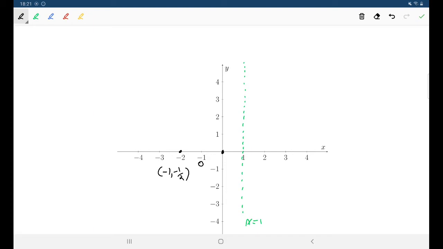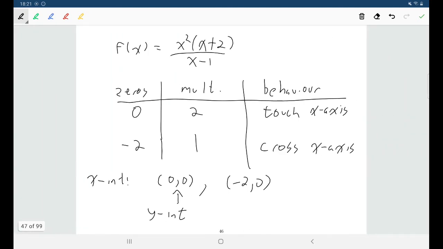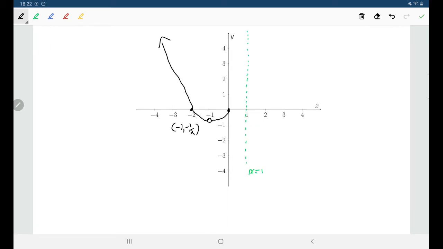So one thing that we know is that from that hole, we should be making our way to those two x-intercepts. We also said, going back to our multiplicity, that at 0, we were going to touch the x-axis, and at -2, we were going to cross. So that means at -2, we must be crossing, so we must be heading upwards. And at 0, we were supposed to touch the x-axis, so I guess we're heading back downward.